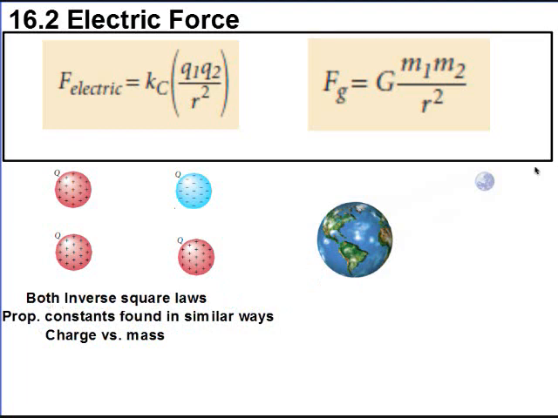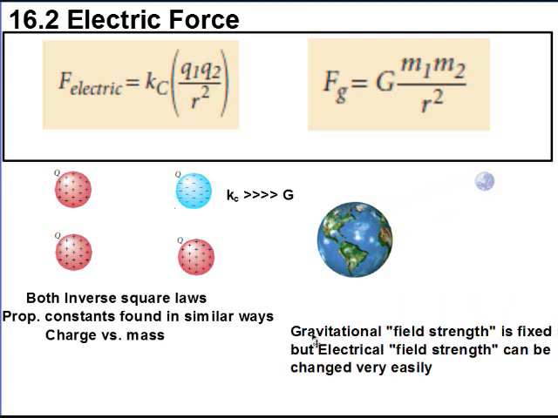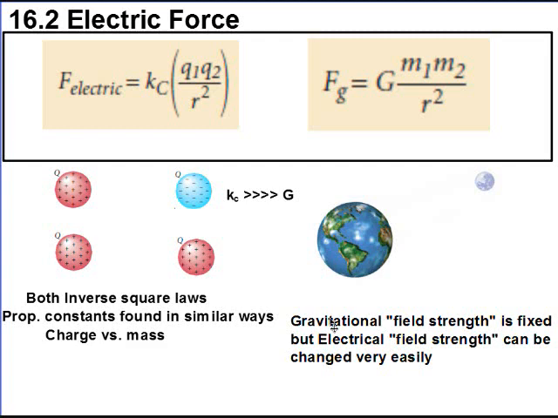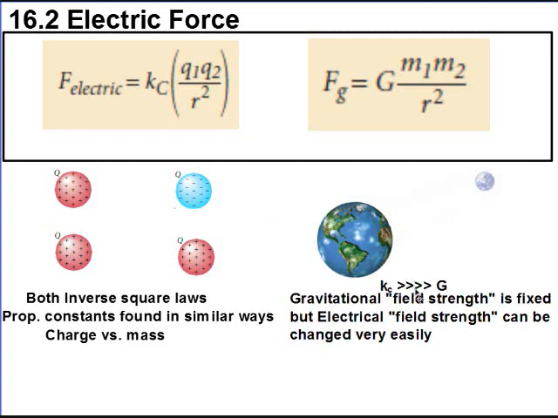But there are some differences. First off, K sub C is a lot larger than G. And we'll look at some of the examples. We'll see the relative size of that constant is very large compared to that constant. Another thing, the gravitational field strength is fixed, but the electrical field strength can be changed very easily. It just depends on how much charge we actually put on those objects. And we'll look at that in section 16.3.